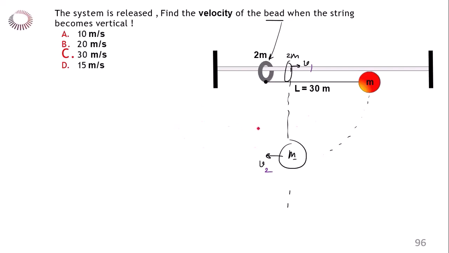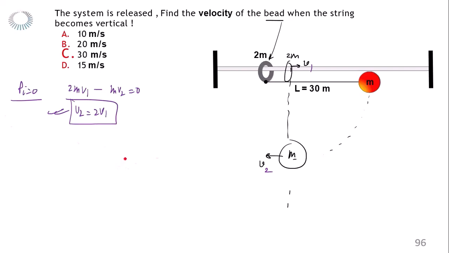So again, the momentum is conserved in the horizontal direction. So what is the final one? Initially momentum is 0, because the entire bead and block system is at rest. So finally, 2m is moving with the velocity v1. So 2m into v1 minus m into v2 should be equal to 0. So I am getting v2 should be equal to 2 times v1. Okay. So this is the first equation.